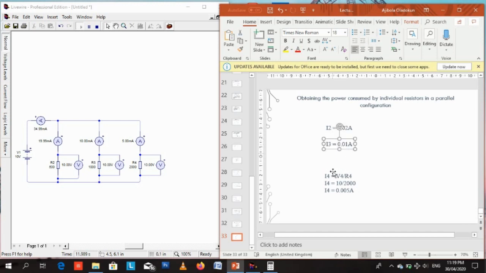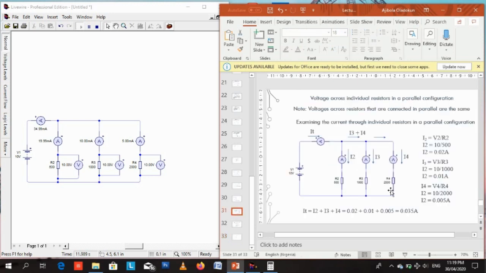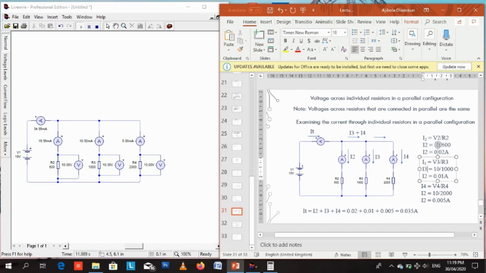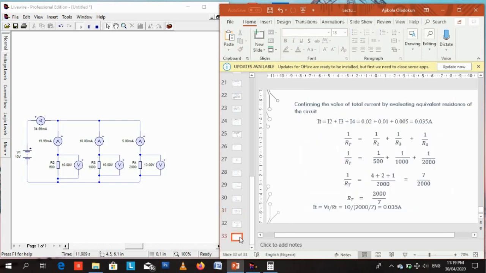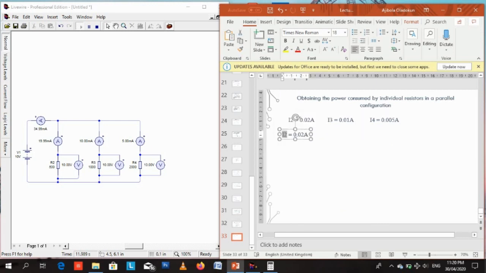So we've evaluated before that I2 is 0.02 amps, I3 is 0.01 amp, and I4. Okay, let me go back and edit it here, so in case I make reference to this old one, I4, good. So I2 here, I3 shifted up here, I4 shifted up over there. Okay, so I2, I3, I4. And of course we verified that it's correct from Livewire.